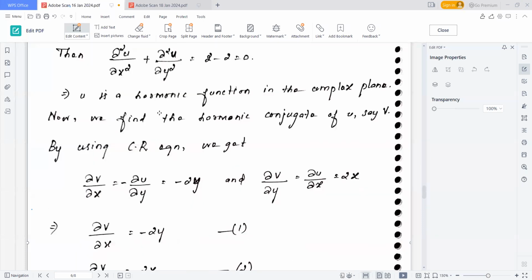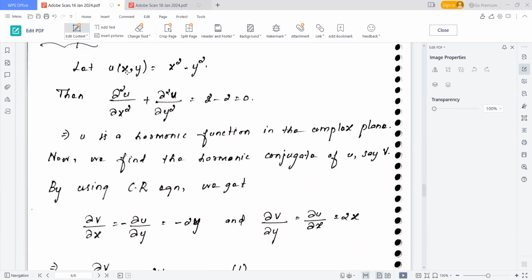But what is ∂u/∂y? From the given function, ∂u/∂y = -2y. Substitute the value of -2y in this place. We get ∂v/∂x = 2y.